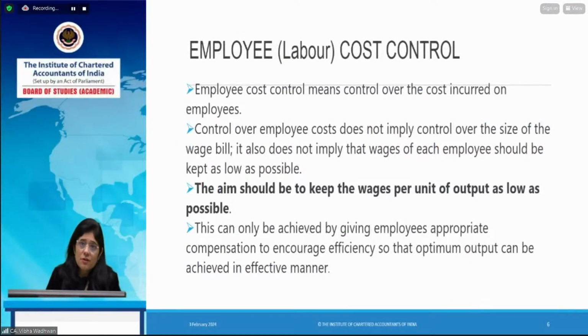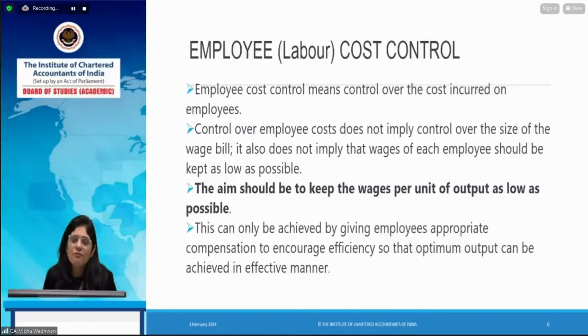So labor cost control. See, employee cost control is a very, very important factor for every organization when we talk about cost control. You need to understand, it is not that you give them less wages or less salaries because we have to control employee cost. No. Employee cost control does not mean that you cut down the salaries of employees, cut down the wages, cut down the incentives, cut down whatever facilities you are giving.